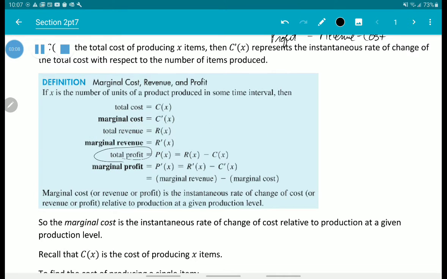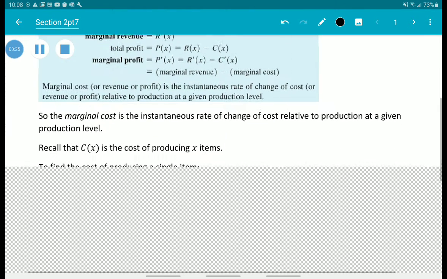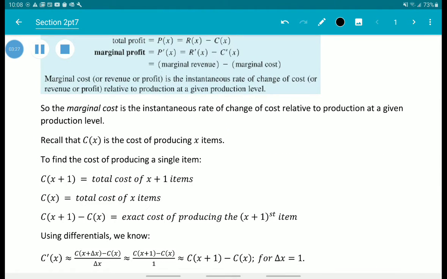To find profit, profit is revenue minus cost. Marginal profit is the derivative of the profit equation, which would be the derivative of the revenue minus the derivative of the cost equations. So when you hear marginal, think derivative.